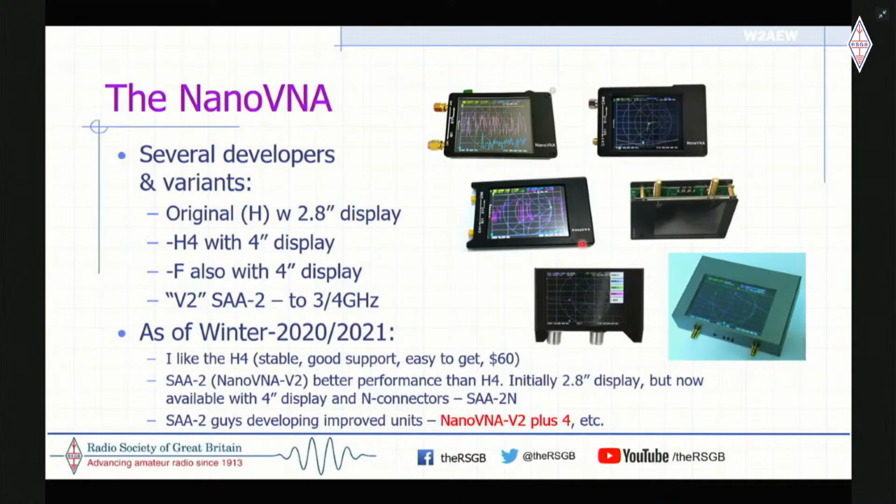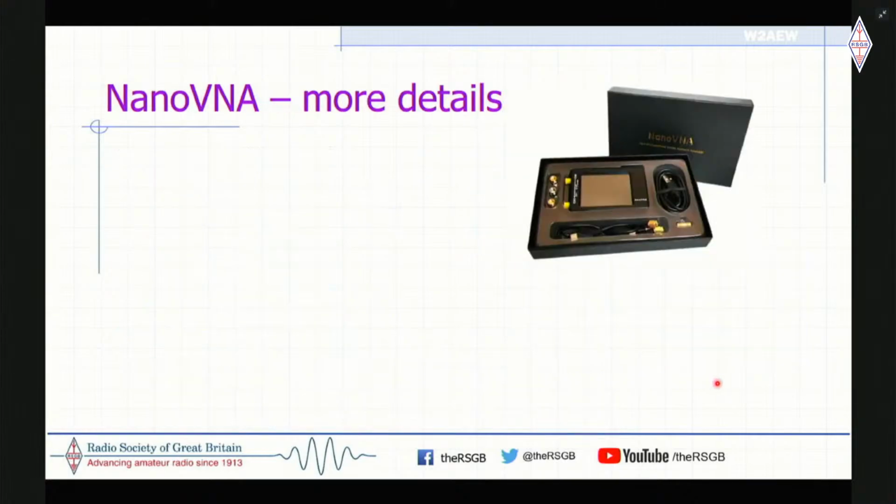Okay, so again, it depends on where you are with budget and what you need in terms of frequency range. That helps you decide whether you're going to go with something like the H4 or maybe the newer V2 plus 4. So let's go over a couple more details on the NanoVNA. And again, the talk is mainly focusing on the H4 because that's the most affordable and probably the most popular.